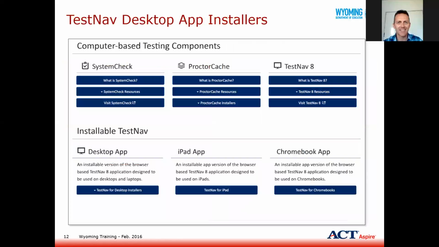So now we're going to talk a little bit about the desktop apps. If your school is downloading the TestNav 8 apps, they are accessible on the ACT Aspire landing page. You'll want to click on the Technology Setup tab. From there, as I mentioned before, you're able to download the desktop app, which is going to be used for your Windows or Macintosh type machines. You can use the iPad app, which is in the middle, as well as the Chromebook app, which is on the far right.